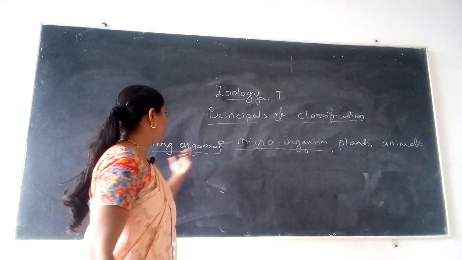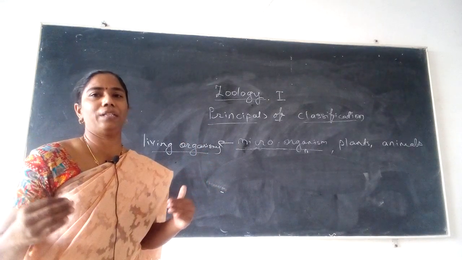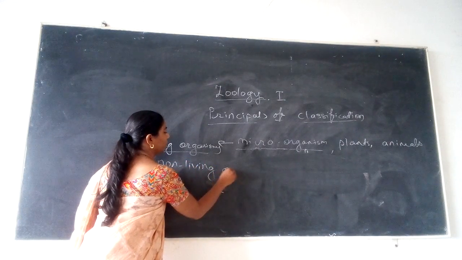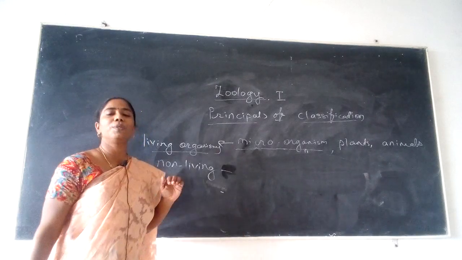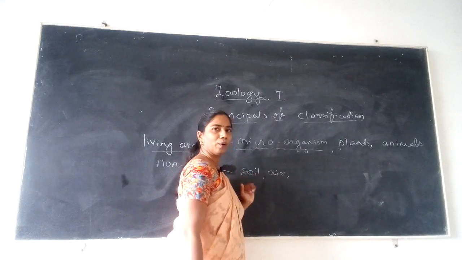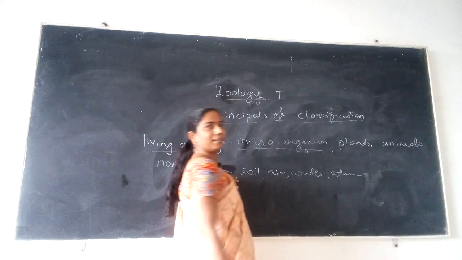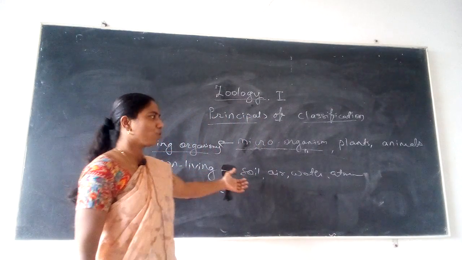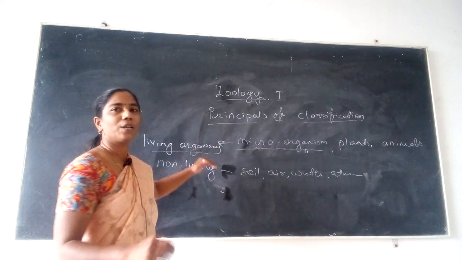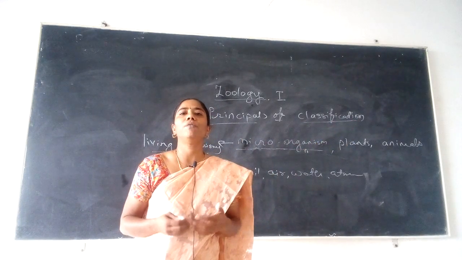For example, living organisms and non-living things. These are two groups which we make. Non-living things means what? We consider here the soil, air, water, atmosphere. All these are different types of things which we call non-living things. So when we study the living and non-living things, we are going to divide the living world into many small groups according to our convenience.